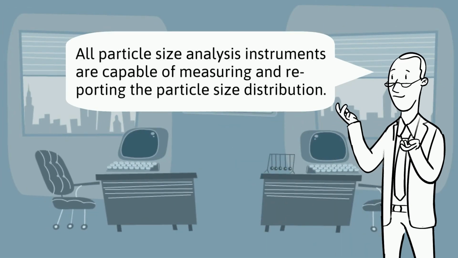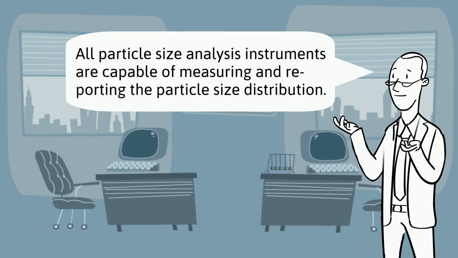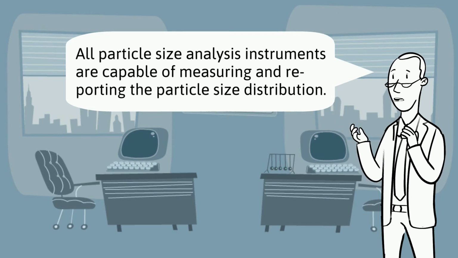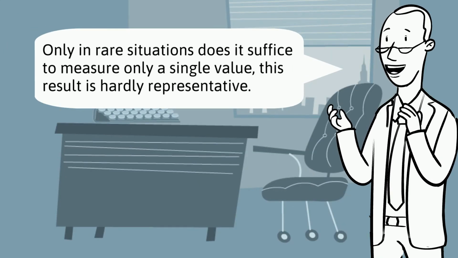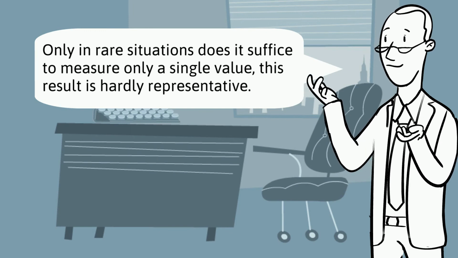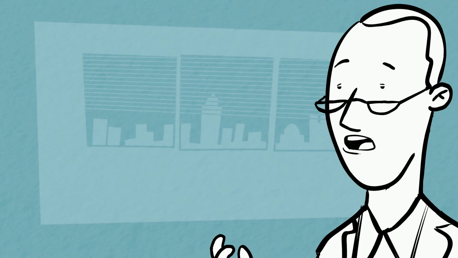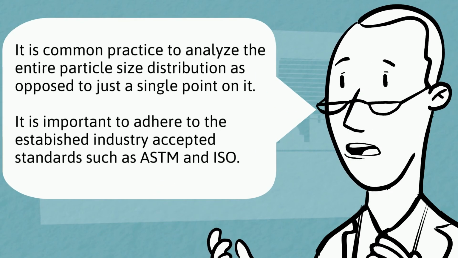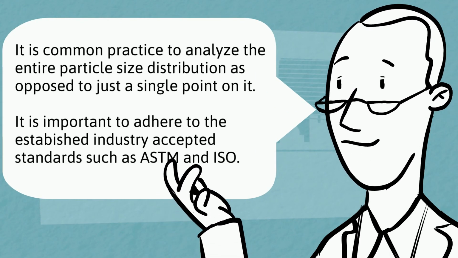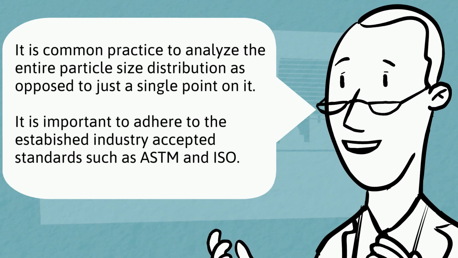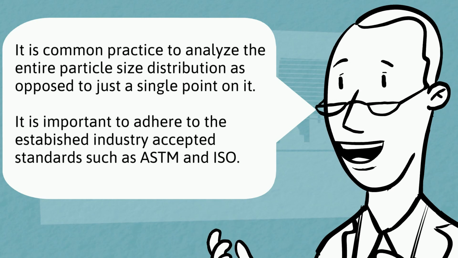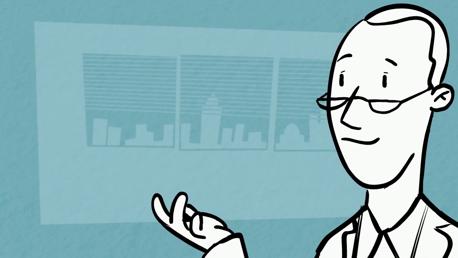All particle size analysis instruments are capable of measuring and reporting the particle size distribution. Only in rare situations does it suffice to measure only a single value. This result is hardly representative. It is common practice to analyze the entire particle size distribution as opposed to just a single point on it. It is important to adhere to the established industry accepted standards such as ASTM and ISO.